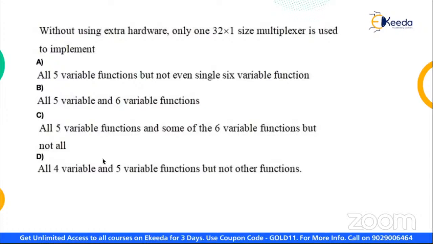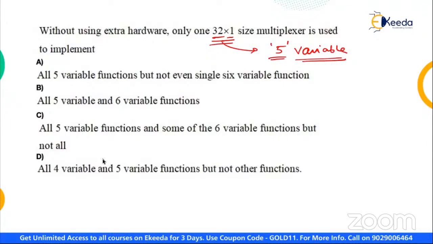Okay, so again, we have got a theory question here. Without using extra hardware, only one 32:1 size multiplexer is used to implement what? Without even reading the question, I can identify. For a 32:1 multiplexer, how many select lines, guys? We have already understood that: 5 select lines. So a 5 variable function can be implemented, no problem, without extra hardware.